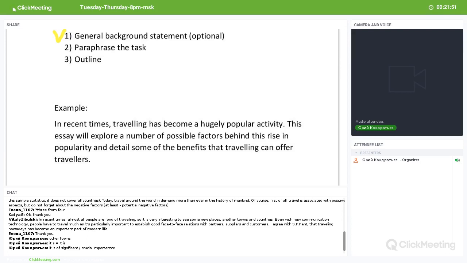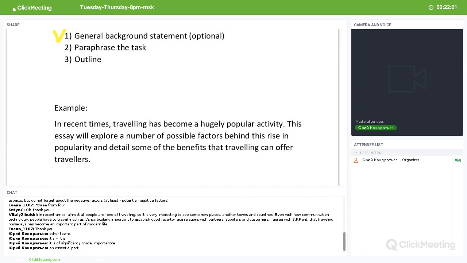So instead of "important part", you can say, for example, "an essential part", so an essential part, and it will show the examiner that not only do you know the word "important", but you also know some higher band vocabulary. It will be just more beneficial for your lexical resource.